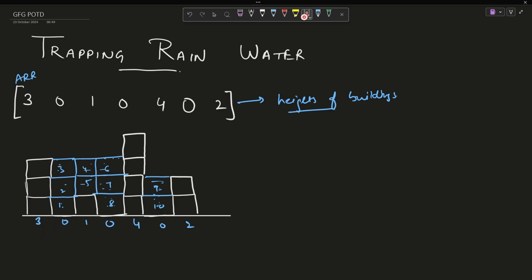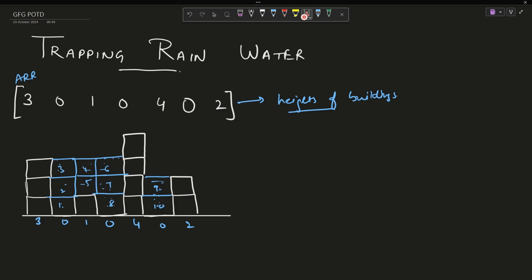And now the problem says that rain comes in the town and the water gets filled up between the buildings, right? So if the water is filling up, it will fill in this particular fashion. You can see that water will fill up in this particular fashion, right? Because these buildings will now act as boundaries.